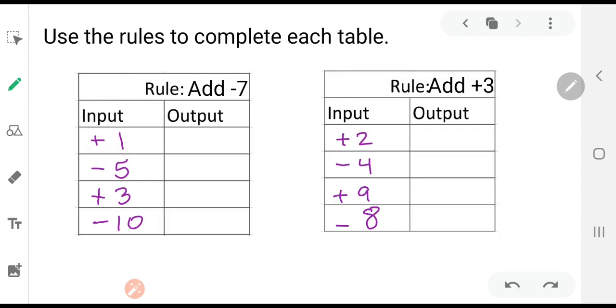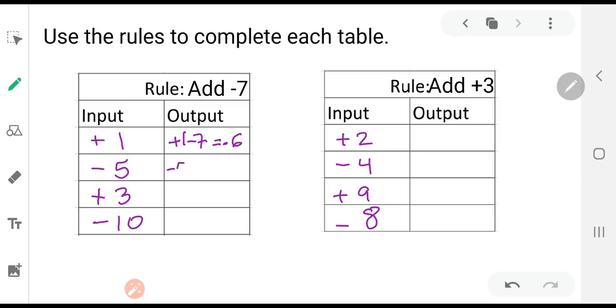Use the rules to complete each table. I have input and output, and I have the rule. The rule is to add a minus 7. The input is 1, minus 5, 3, minus 10. So what am I going to do over here? I will write plus 1 minus 7. 2 different signs, so I'll find the difference. I'll subtract. It's a 6. Since 7 is greater than 1 and it's a negative 7, the answer is negative 6.